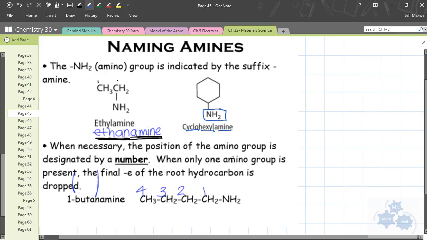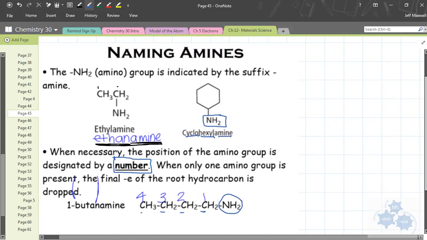When necessary, the position of the amino group is designated by a number. That's consistent with other naming practices, right? If we have an amino group on the first carbon, we would name it 1. Or if it was on the second, we would name it 2 dash. This one has 1, 2, 3, 4 carbons, and we wouldn't say 4; we would always use the lowest number possible. So this is 1-butanamine, with a dash between numbers and letters. 1, 2, 3, 4 carbons, butanamine. 1-butanamine. Okay?